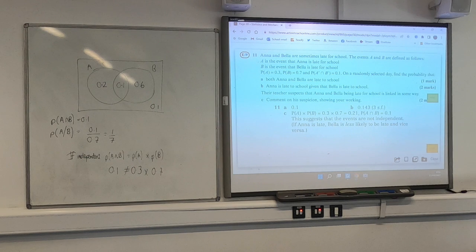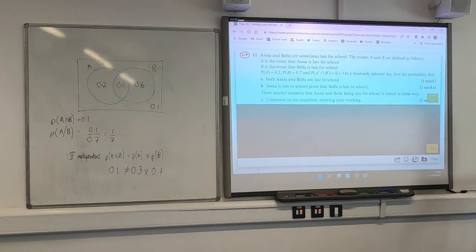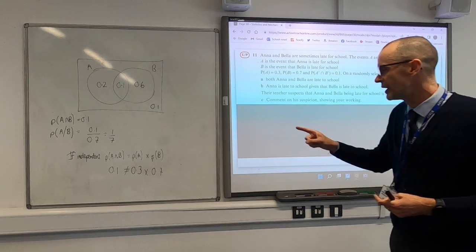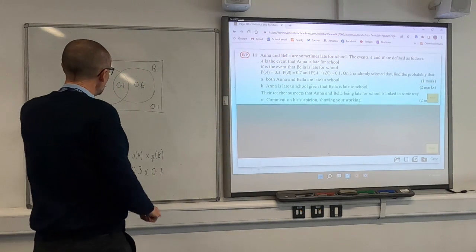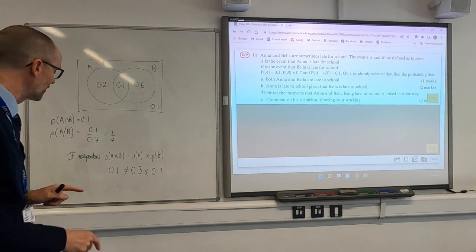I'm trying to think how that could happen. But anyway, it's not that if one is late, the other is more likely to be late. It's if one is late, the other is less likely to be late. Sure, if the events are not independent, and if Anna's late, Bella can't be more likely to be late. But no, they're not independent. We've shown they're not independent. Oh, okay. Because 0.3, the probability of Anna being late, multiplied by 0.7, doesn't give us 0.1, so they're not independent.